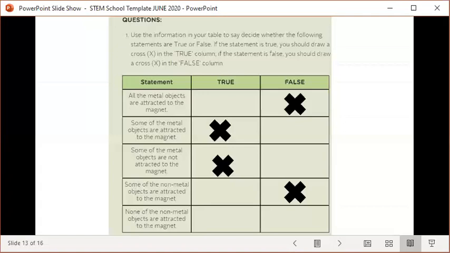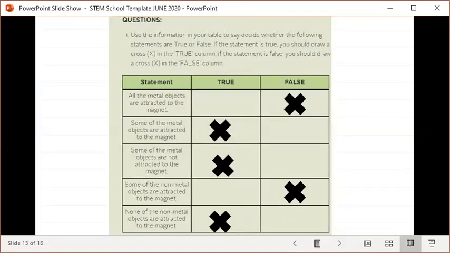I see Sakura says true. Uganda says true. Kosa says false. Sangisa says true. Right, let's see the answer. And it is true. Okay, so non-metals do not attract a magnet.